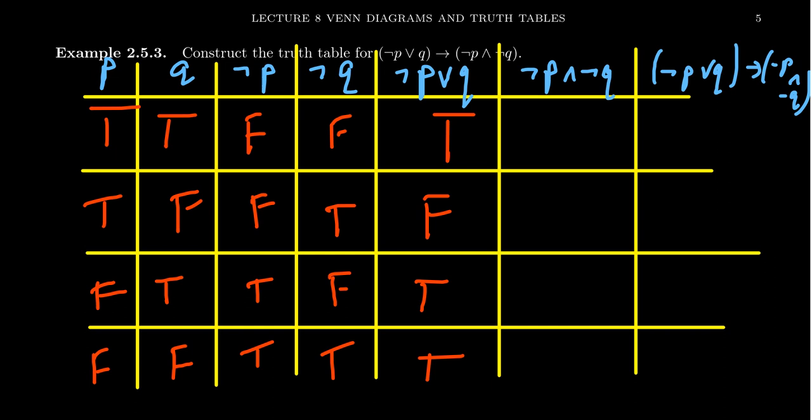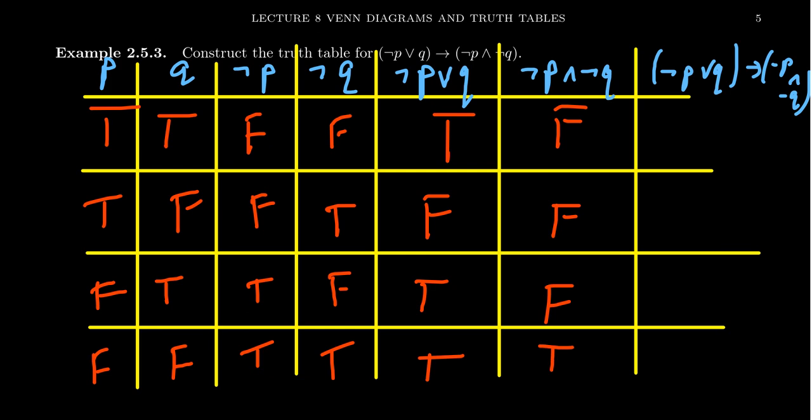Then for the next column, we have not P and not Q. So we're looking at these two columns now, and we're doing an and statement. False and false is a false. False and true, that's also false. True and false, that's false. And then finally, true and true, that's a true statement right there.